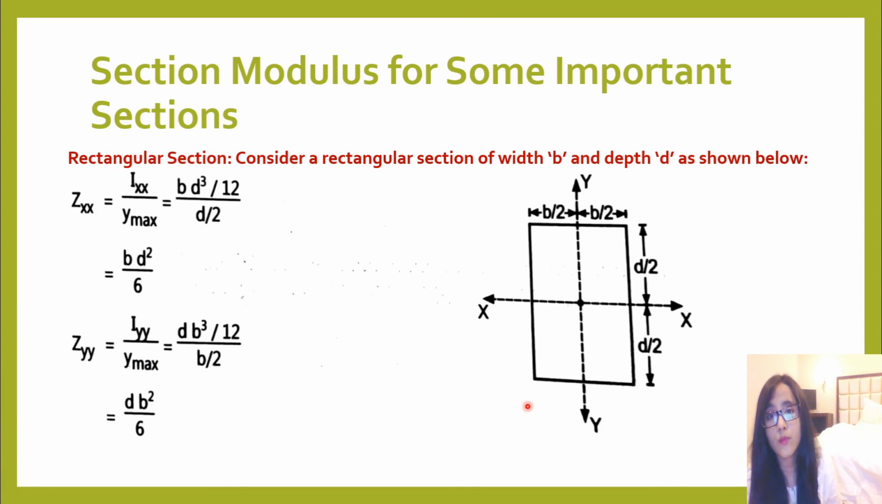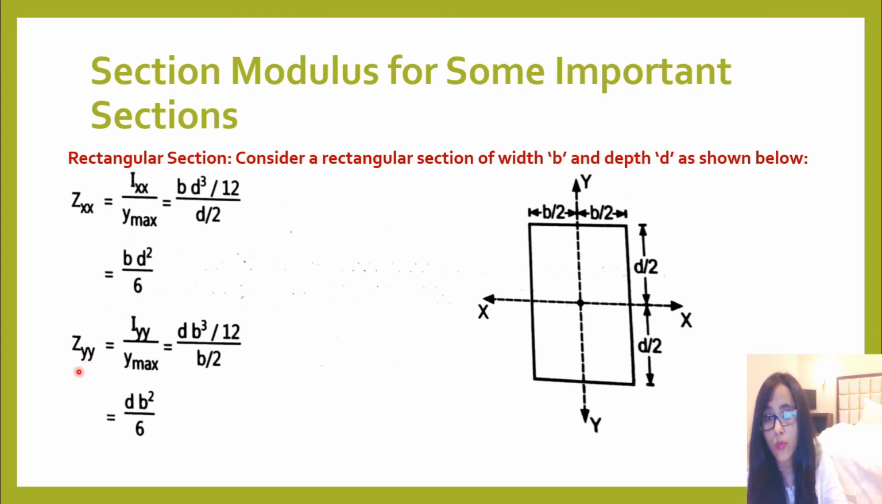Now here is the section modulus for some important sections. If you want to find it about the x axis, then Z x axis will be equal to Ixx divided by y max, and we know Ixx for this rectangular section will be bd cube by 12, divided by y max. The distance from the center will be d by 2. So from here you will get bd square by 6. So you will be getting bd square by 6.